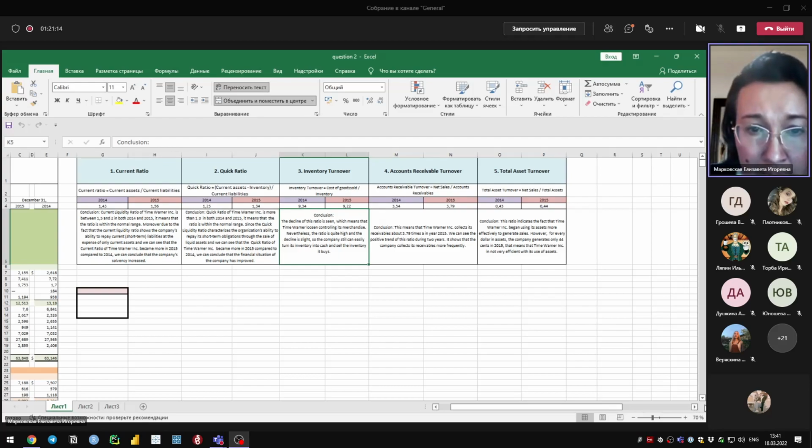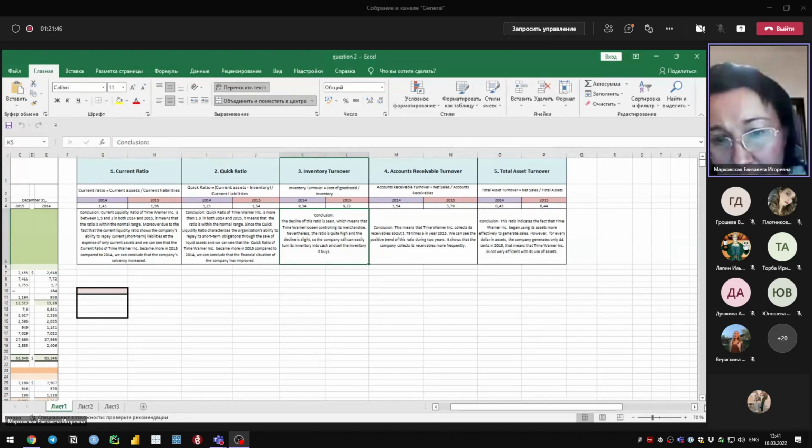So we have to find the average of inventory. We have to find the average as the simple average from the ending of inventory, so closing stock of inventory for 2014 and closing stock of inventory for 2015. And the same logic we have to use for accounts receivables and for total assets.